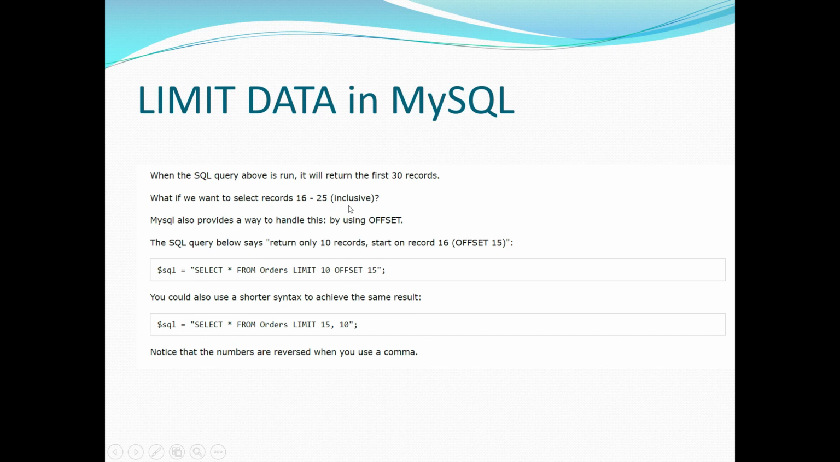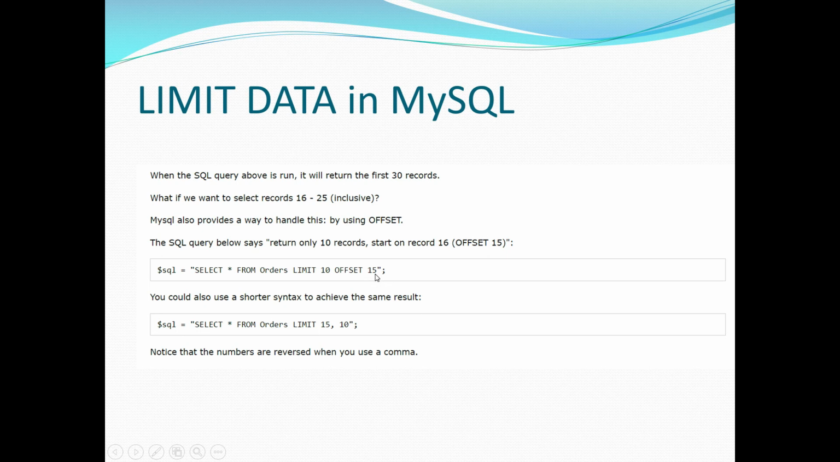What if we want to select records from 16 to 25? I want to start from row 16 and go to row 25. Okay, show me that data. MySQL also provides a way to handle this by using OFFSET. The SQL query below says return only 10 records, start on 16, offset 15. So: SELECT * FROM orders LIMIT 10 OFFSET 15. Only 10 records will be shown starting after the 15th, so it means starting from the 15th, the next 10.